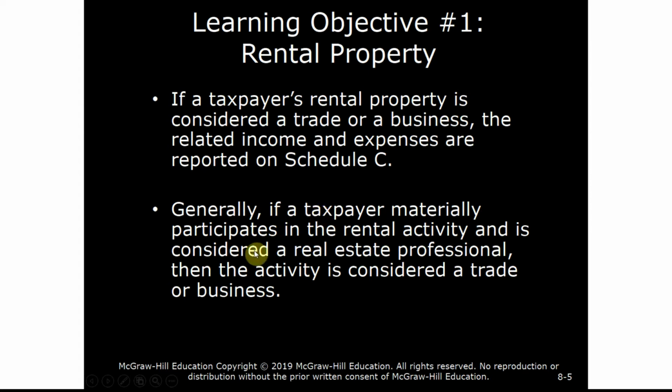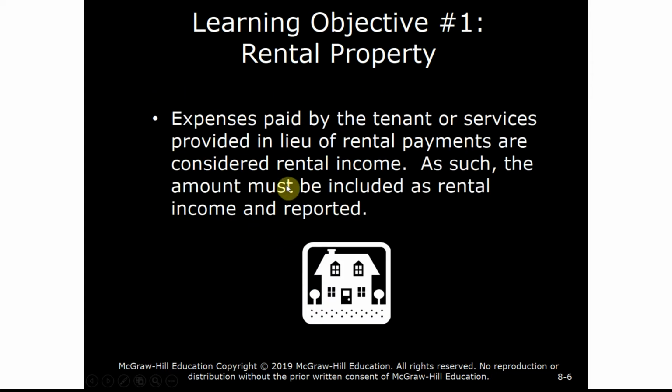As I said earlier, if the taxpayer materially participates in the rental property, if they're a real estate professional, then that's a regular business, so that would be on Schedule C. What we're talking about in this chapter are Schedule E rentals, where the rental of a duplex, for example, or an apartment building is not part of the taxpayer's major income stream, but rather something they do on the side, and then, of course, the income is on Schedule E.